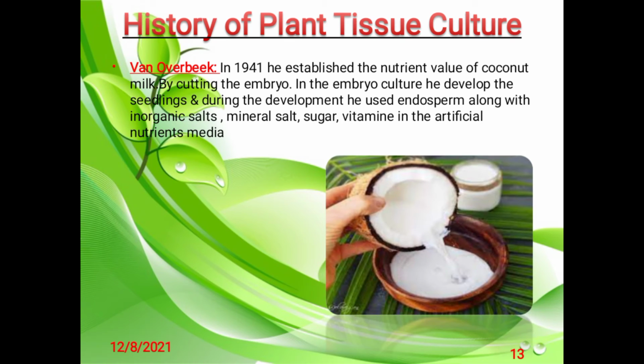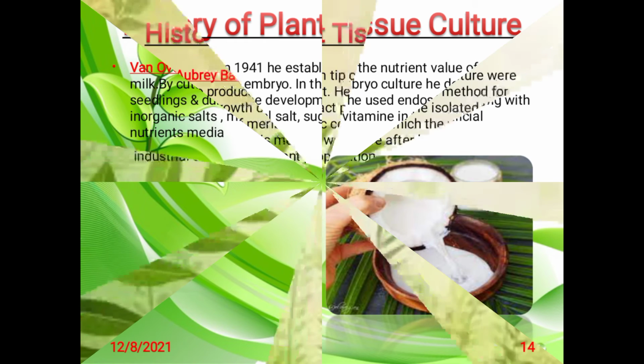The next is Van Overbeek. In 1941, he established the nutrient value of coconut milk by culturing the embryo. In the embryo culture, he developed the seedling, and during the development, he used endosperm along with inorganic salt, mineral salt, sugar, vitamins in the artificial nutrient media.